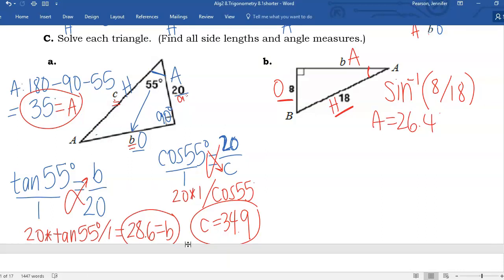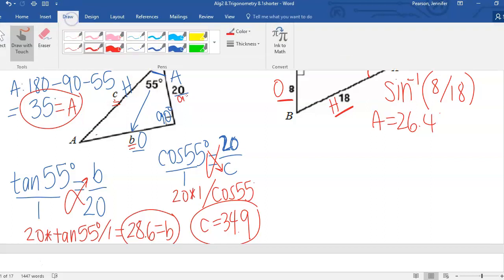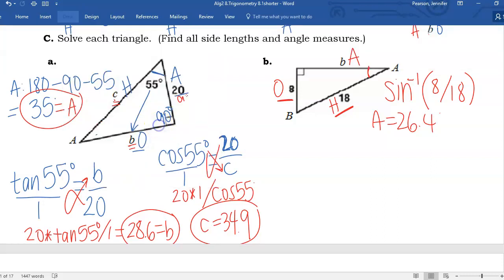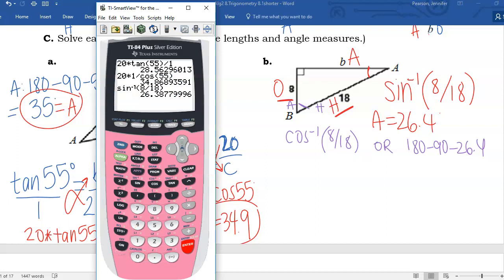For angle B, I have two options. I can do another trig inverse, or I could use the 180 rule. If I wanted to do the trig inverse, recognize that from B, this is my adjacent and hypotenuse, so I could do a cosine inverse to get B, because A and H is cosine. Or I could do the 180 rule. If I do 180 minus the 90 I already knew, minus the 26.4, I should get the same answer for both of these. So I'm going to do them both on the calculator just to see.